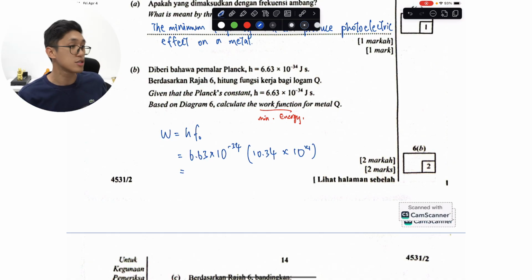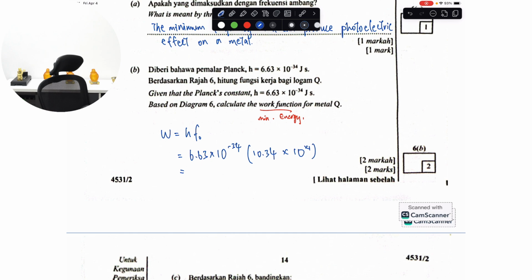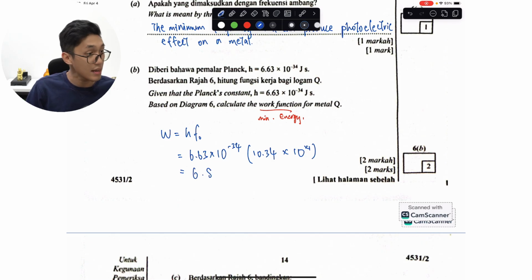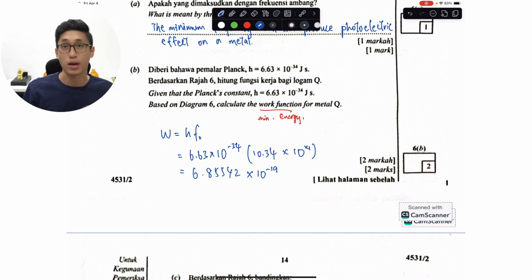Okay, so if you put this into your calculator, 6.63 times 10 to the power of negative 34 times 10.34 times 10 to the power of 14, you get 6.85542 times 10 to the power of negative 19. Okay, what is the unit for work function? Like I said, it is energy, minimum energy. No matter what energy, kinetic, heat energy, light energy, they are all calculated in joules. That's the SI unit for energy.